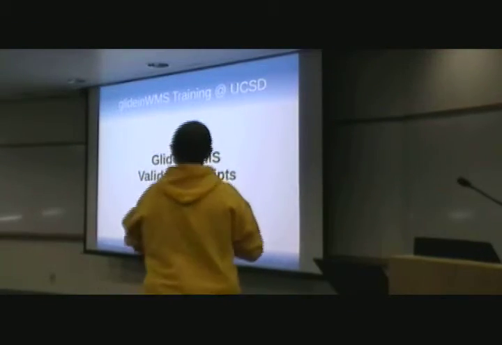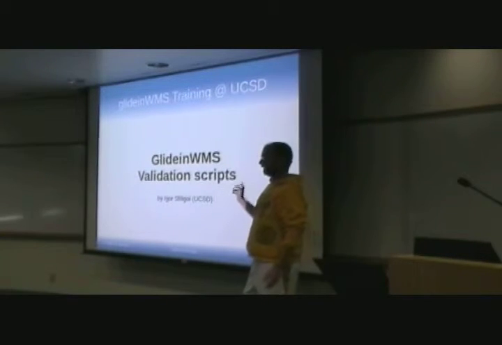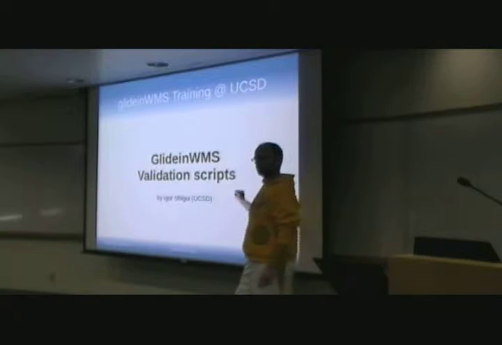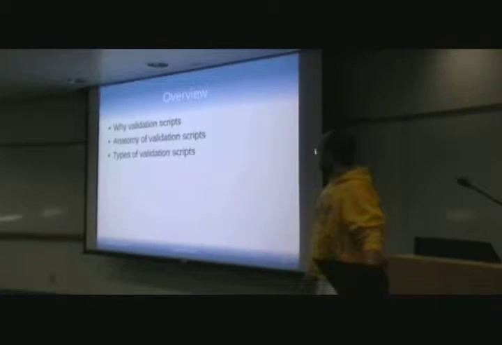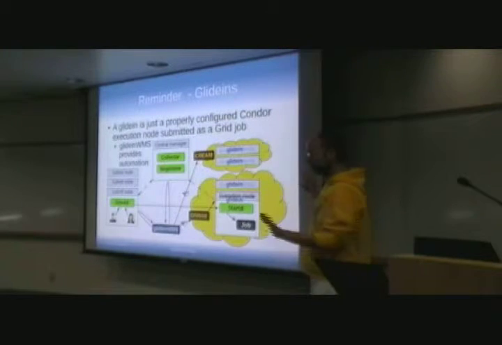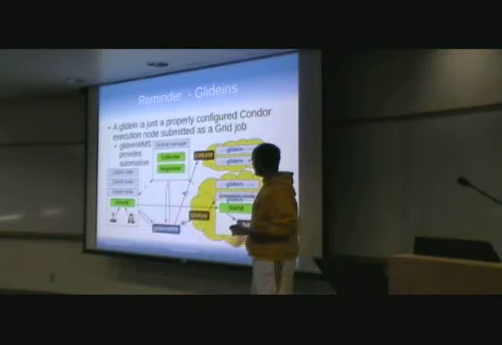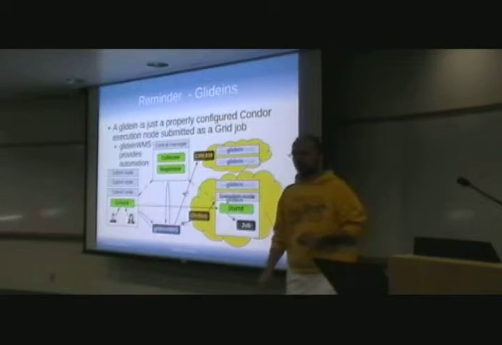Okay. Now, in the previous talk, I said you can have validation scripts. Now I want to explain what validation scripts look like, what they can do, and partly what they can't. Again, a reminder that glideins are just standard Condor jobs with the grid jobs. So it's all Condor. glideinWMS is just there to make life easier by automating the submission.